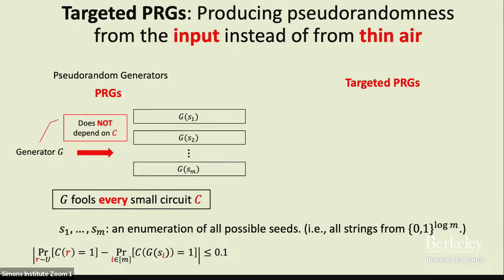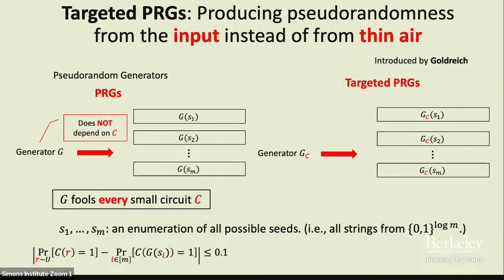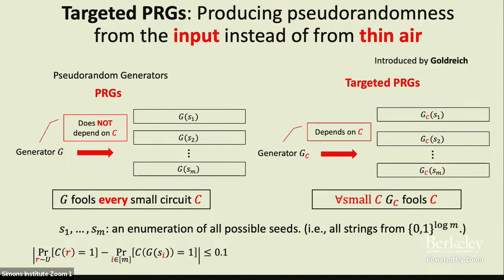So a targeted PRG is very similar to a PRG, except for one thing. The generator now depends on C. It looks at C and then outputs some pseudorandom outputs. And now you have a different quantification: for every small C, G sub C fools the circuit C. So again, the requirement is essentially the same, except that now you have a subscript C here, meaning G can depend on C.